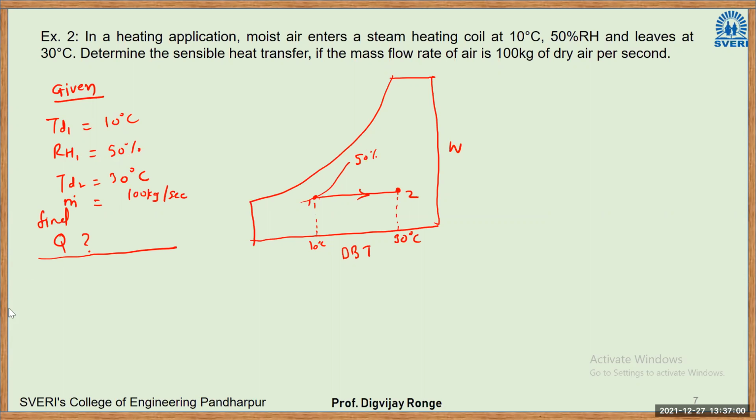So solution here, the value of Q will be equal to... As I told you, how to find out the heat added: we have to go to the enthalpy scale and calculate the enthalpy. Here it will be H2, here it will be H1. Q will be equal to mass flow rate into, in bracket, H2 minus H1. Here M is already given, we just have to find out the H2 and H1 values. So from the graph, I will obtain that.